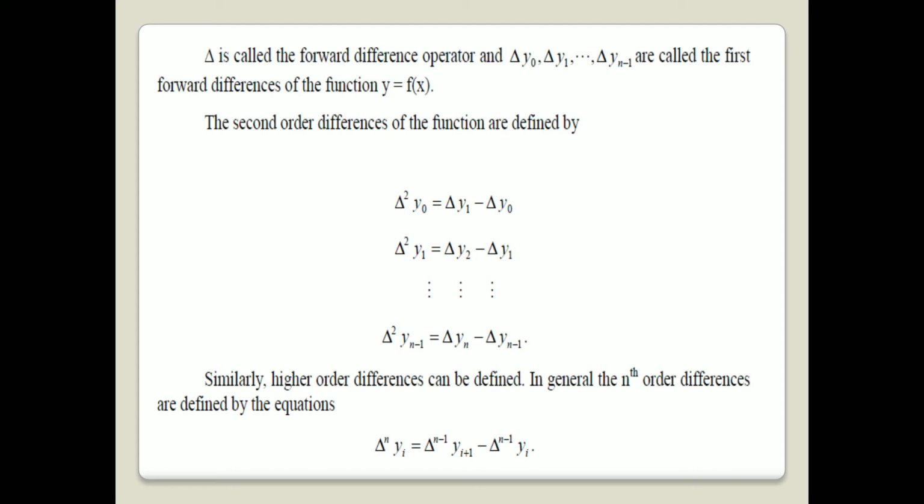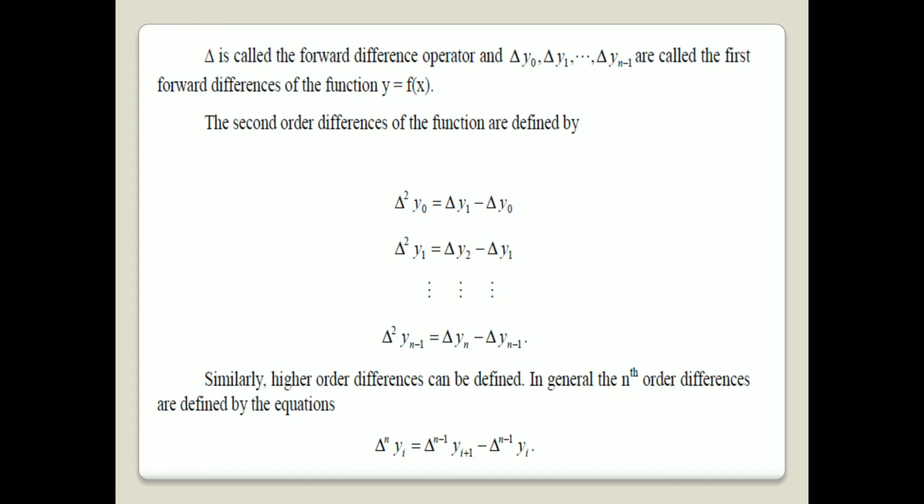The second order differences of the function are defined by delta square y0, which is given by delta y1 minus delta y0. Here we operate delta on y1 minus delta on y0. Then we get delta square y1 is equal to delta y2 minus delta y1. Similarly, delta square y2 can be written as delta y3 minus delta y2. In general, delta square y(n minus 1) is equal to delta yn minus delta y(n minus 1). Similarly, higher order differences can be defined.